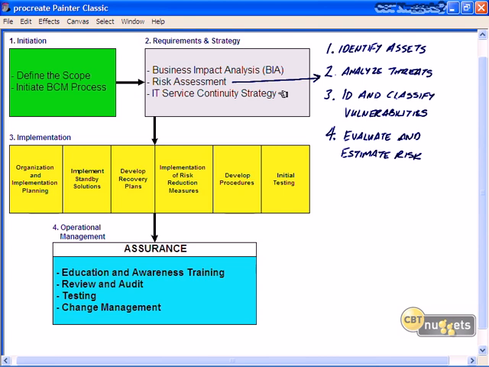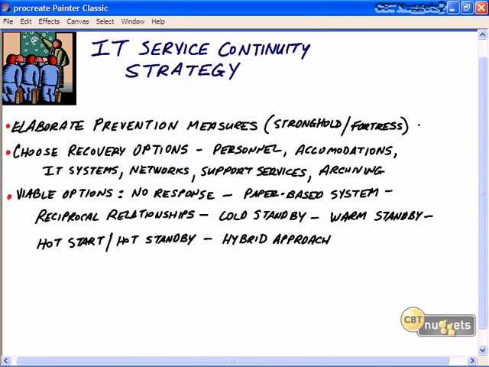The next aspect of the second phase, requirements and strategy, is IT service continuity strategy. Let's talk more about that. Most businesses, when they form an IT service continuity strategy, are going to find that fine line, that delicate balance between recovery planning and reducing risk.